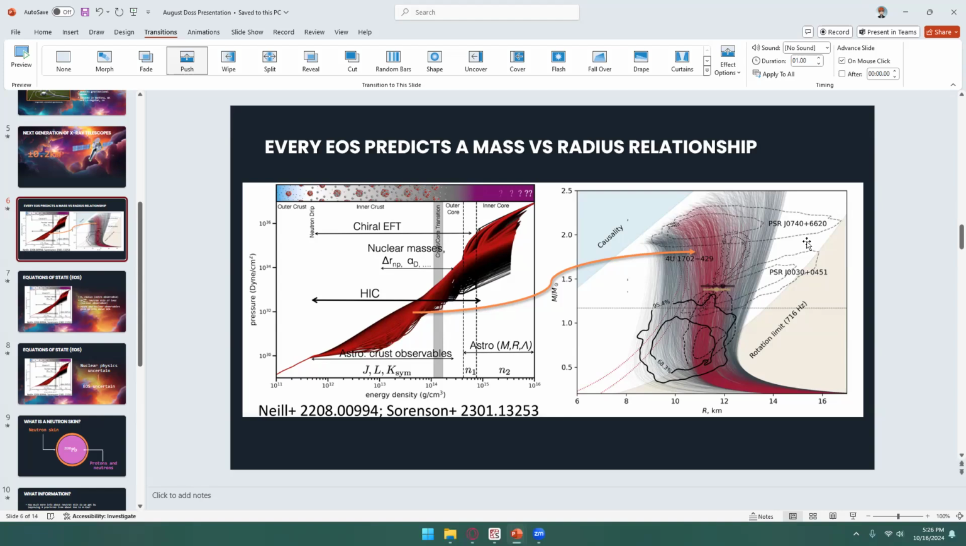And since you calculate the equation of state from some model of the interactions between neutrons and protons, you've now learned something about the interaction between neutrons and protons that you didn't know before. Does that make sense?